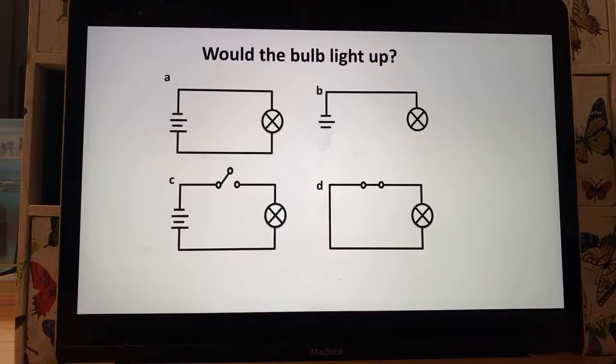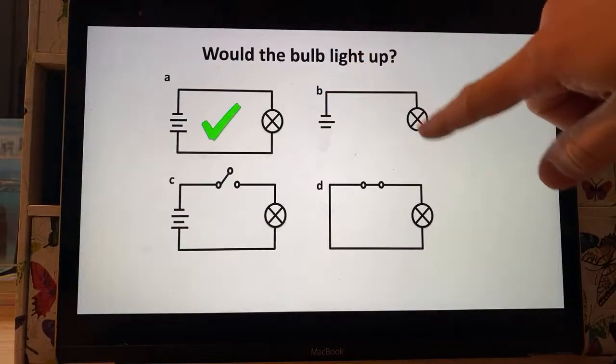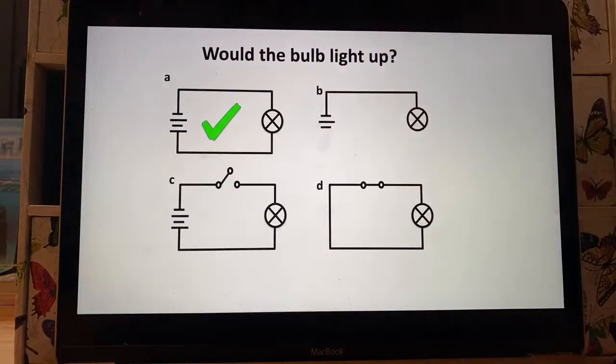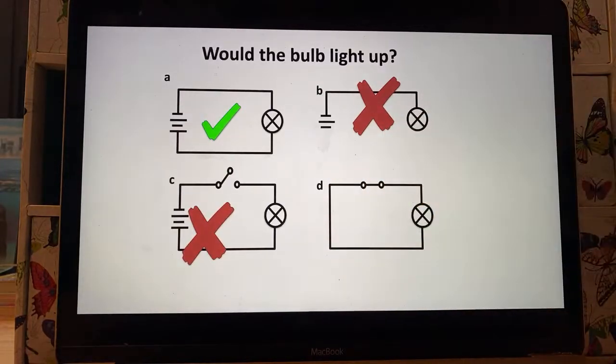Done? Okay. So A, this is a battery and a bulb. Yeah, that's definitely going to light up. B, there is definitely a break in that circuit. The electrons are not going to travel from the battery to the bulb and light it up. They need to get back to the battery, so that's definitely not going to light up. C, the switch is open. We've got a break in the circuit, so that's not going to light up. And D, did I manage to catch you out? The switch is closed, but there's no battery, so it's not going to move anywhere.